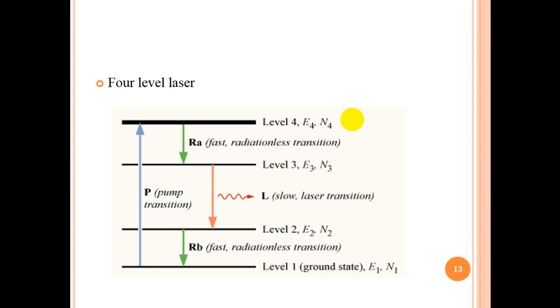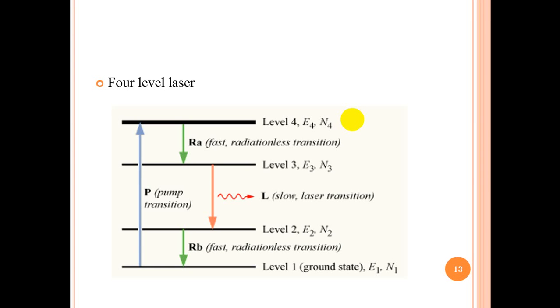E3 is a metastable state. Thus, the number of atoms in E3 exceeds the number of atoms in E2. The population inversion is achieved between E3 and E2. So the lasing action takes place between E3 and E2 by stimulated emission. The atoms from energy state E2 get de-excited to E1 and the atoms from E1 are again pumped to E4. Also, there are some advantages of a 4-level laser over a 3-level laser.